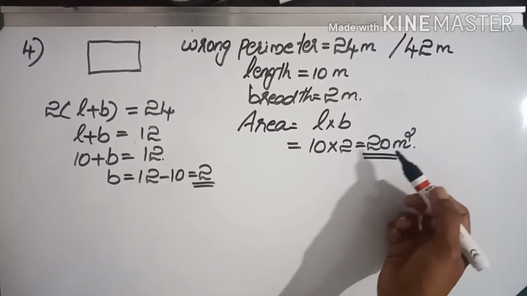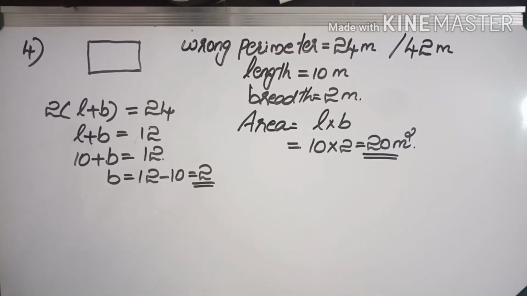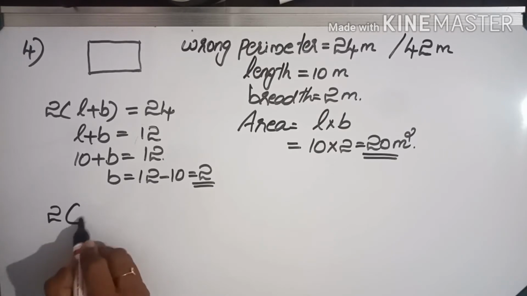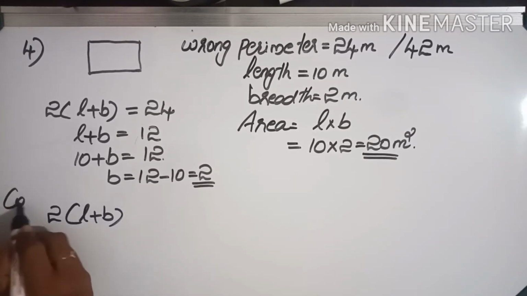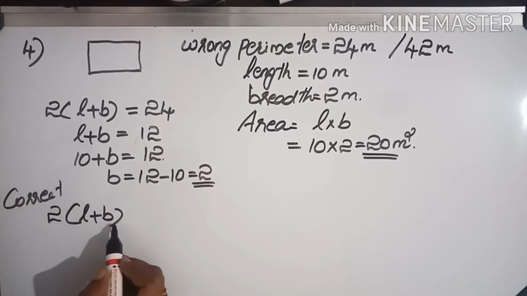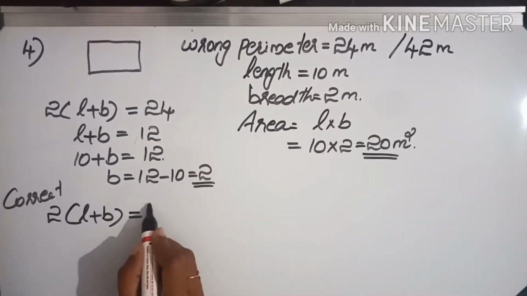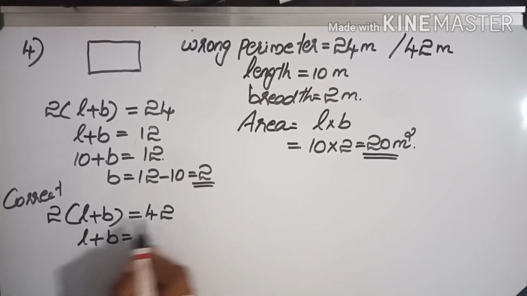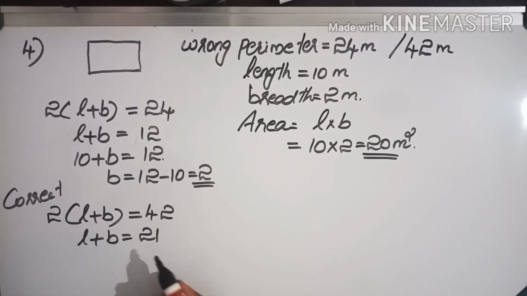Now using this, we have to find the length and breadth of the correct rectangle. Okay, correct rectangle, that means with the perimeter 42. So let's consider 42, the original one. So same way, 2 into (L plus B), this is the correct one. 2 into (L plus B) equal to 42. Now L plus B equal to 42 by 2, that is 21. Here nothing we know. Length we don't know and breadth also we don't know. Only area we know, that is 20.